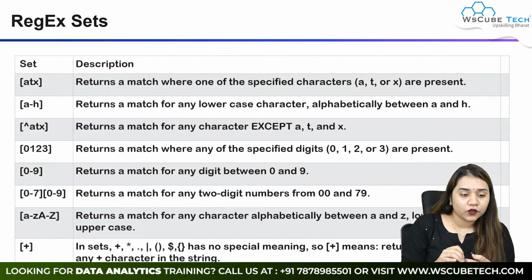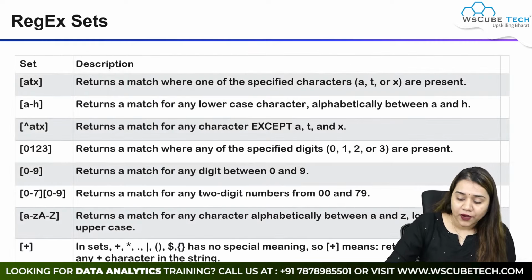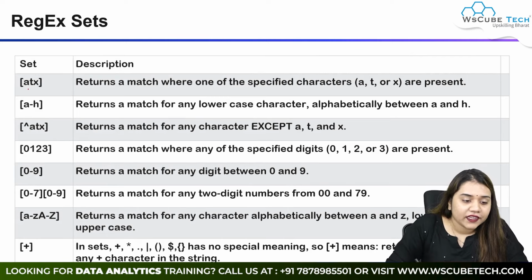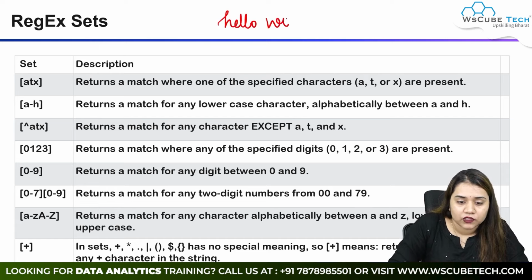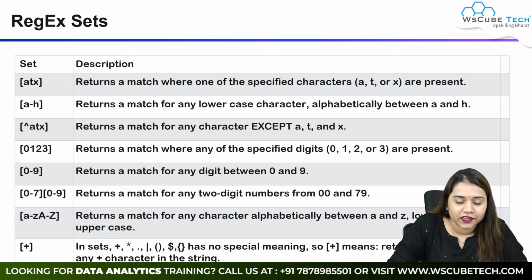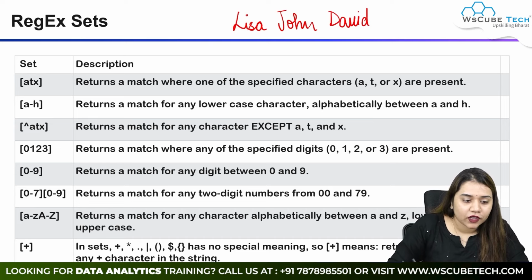First of all, over here we have [atx] in square brackets. Let's understand what this is. Suppose you have a string like hello world, and there is no a, no t, and no x inside it. So I'll pick other strings, for example Lisa, John, David and Peter. Now my pattern says the string should have a, t and x. So wherever a, t or x is there, it would be obtained, and we will obtain a list of elements.